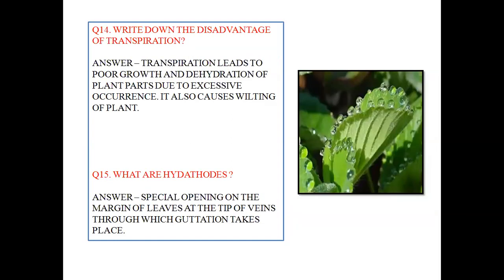Next, write down the disadvantages of transpiration. There are various disadvantages associated with transpiration. Firstly, it leads to poor growth and dehydration of the plant parts due to excessive occurrence. And next, it leads to wilting of the plant. When there is excessive transpiration, the plant will not be able to grow properly due to loss of rigidity of plant parts. It also leads to wilting, and if dehydration reaches a dangerous level, then the plant may die.